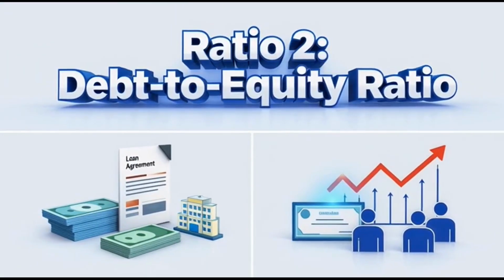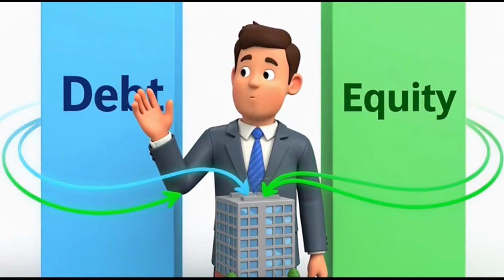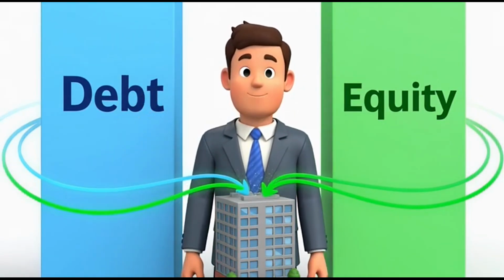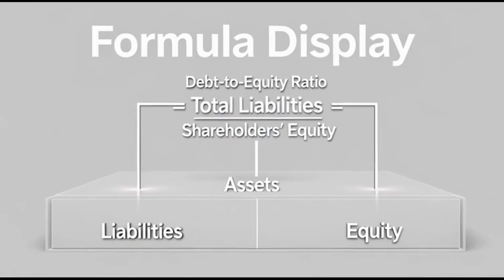Next, let's look at the debt-to-equity ratio. This ratio tells us how much a company relies on borrowed money compared to its own money. The formula is total liabilities divided by shareholders' equity.